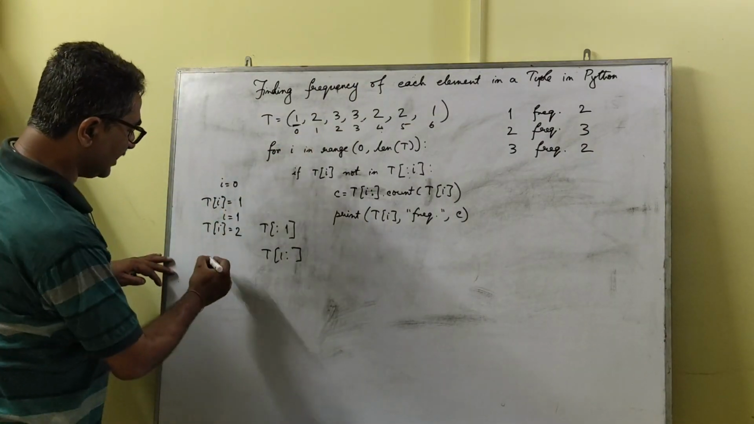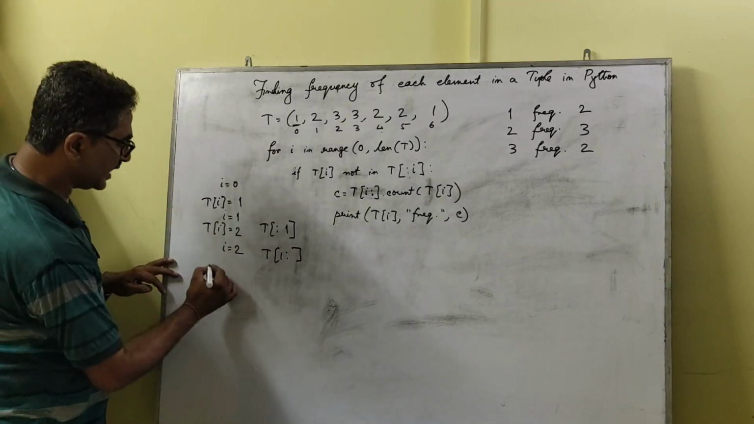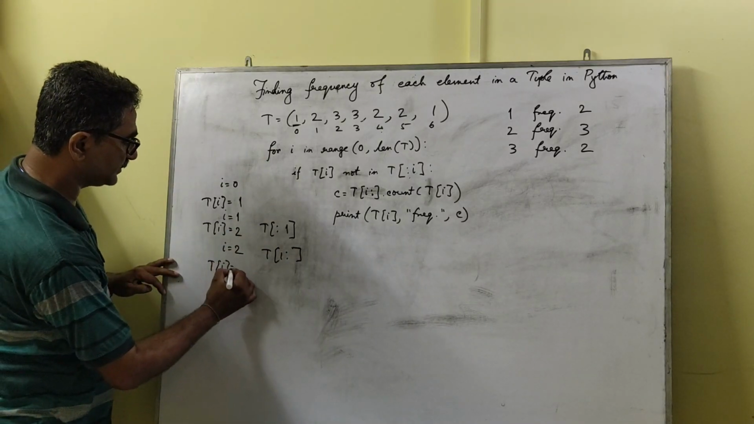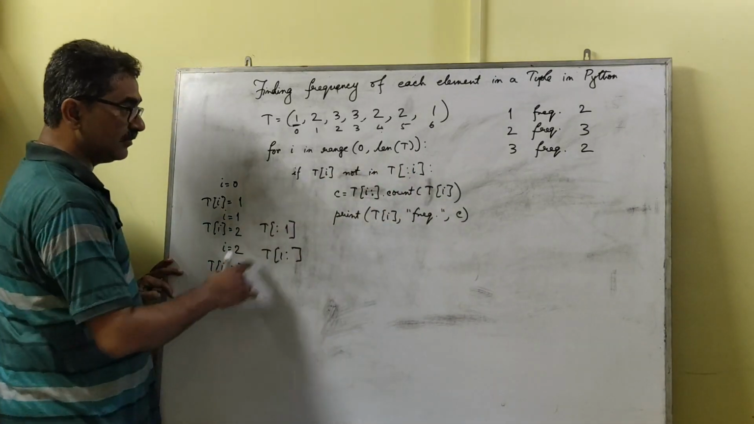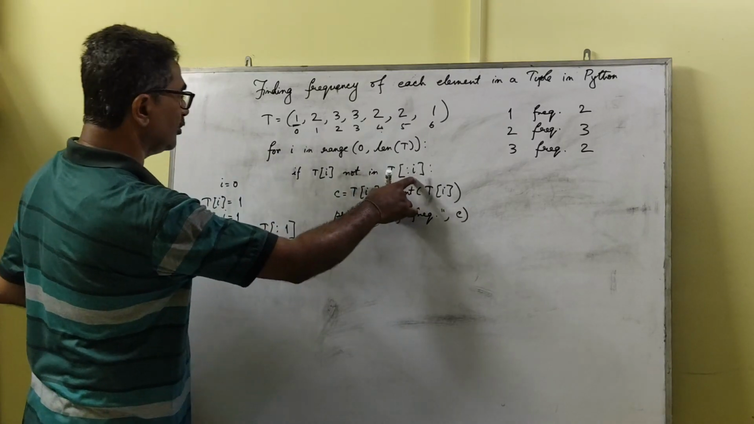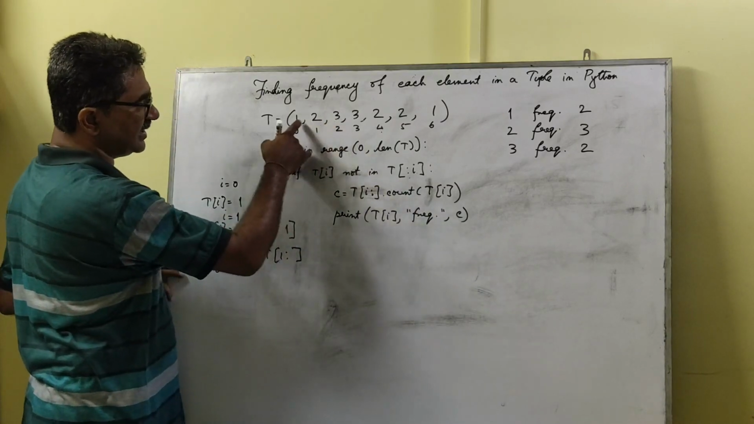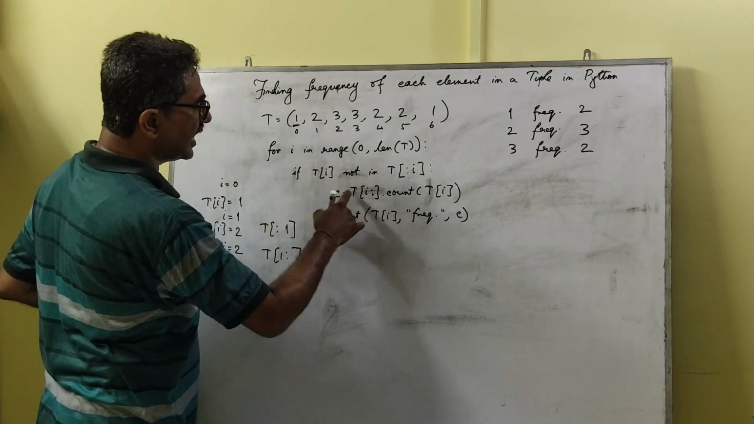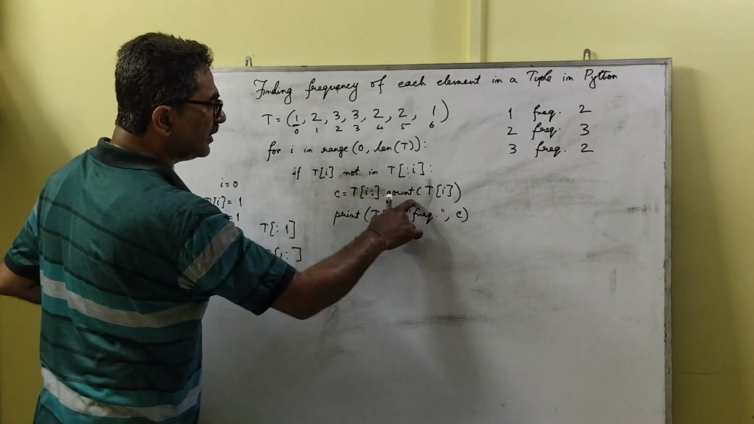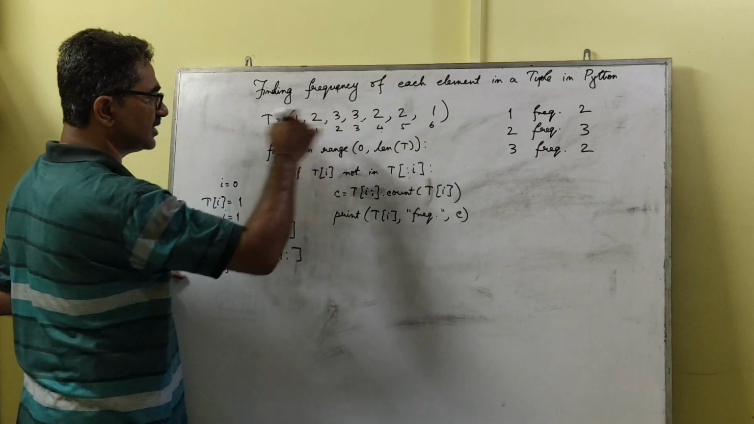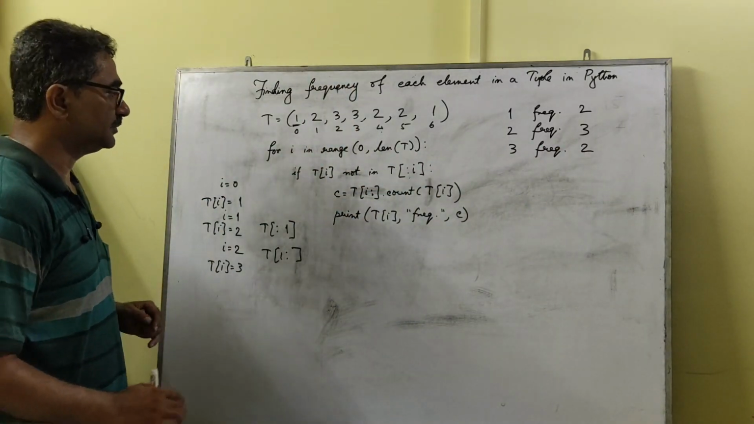Next time the value of i will be 2. When i is 2, the element t of i will be 3. Here I am checking whether it is present before the current position, that is before the position 2. Before the position 2, the element 3 isn't present. Since it is not present, from that index till the end, I am checking how many times the element 3 is present. 3 is occurring twice, so it's going to display 3 frequency 2.